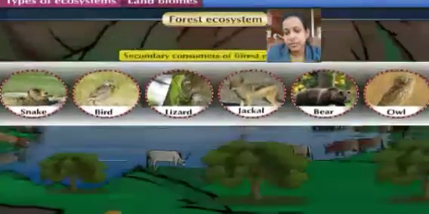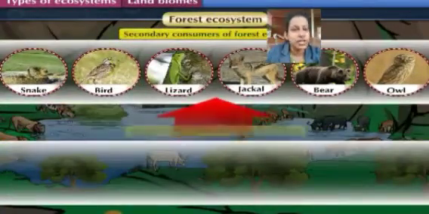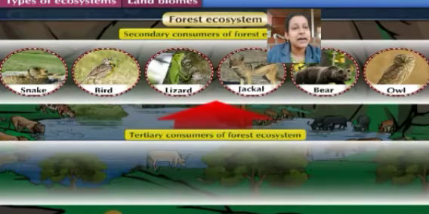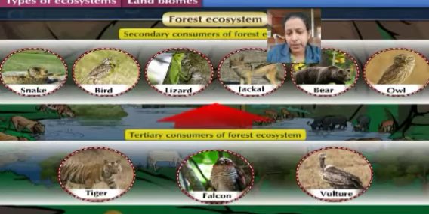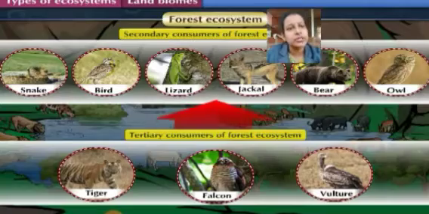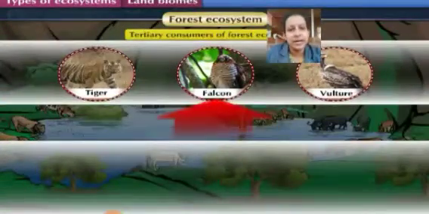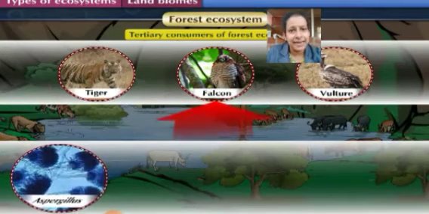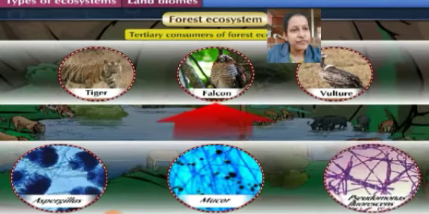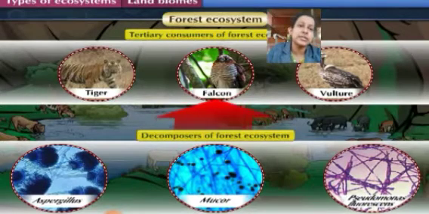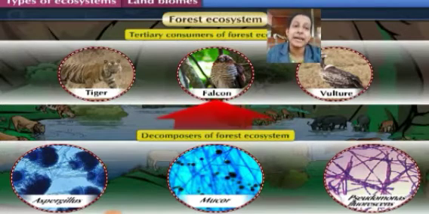Whereas the tertiary consumers are tiger, falcon, cheetah, and vulture. These are the tertiary consumers of the forest ecosystem, right? The last ones are the decomposers, which feed on the dead remains of plants and animals. Fungi like aspergillus, polycarpus, and mucor are the fungi, whereas pseudomonas fluorescens is the bacteria which causes decomposition of the dead remains of the plants and animals of the forest ecosystem and recycles the nutrients back to the forest ecosystem. Right.